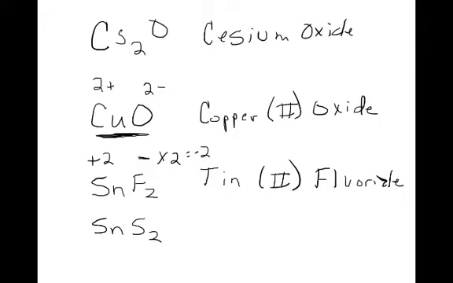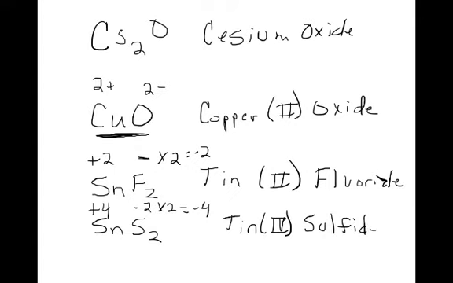Okay, now on the next one, sulfur. Sulfur's -2, and there's two of those. So -2 times 2 gives me -4. Therefore, in order to balance that one out, this has to be +4. So this is tin 4 sulfide. Remember that for the anions, we change the names to end in -ide.